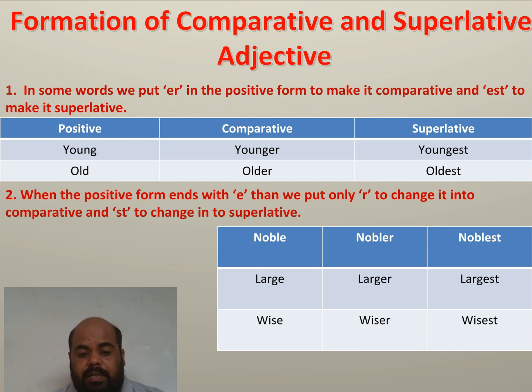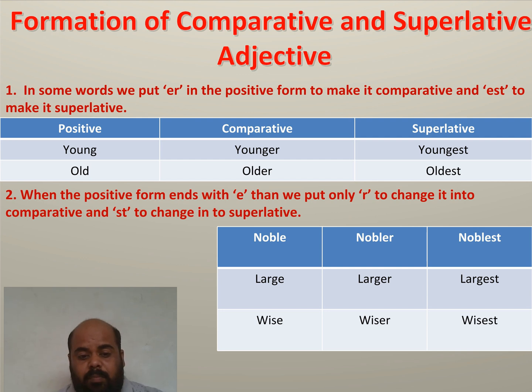There are certain words in which if we put er on the positive form, it becomes comparative, and if we put est, it becomes superlative. Examples: young, younger, youngest; old, older, oldest. So young is the positive form, and when we put er in it, it became comparative, and when we put est in it, it became superlative.